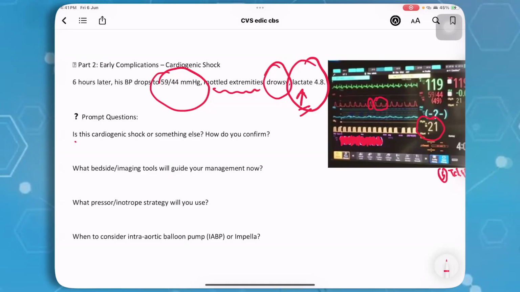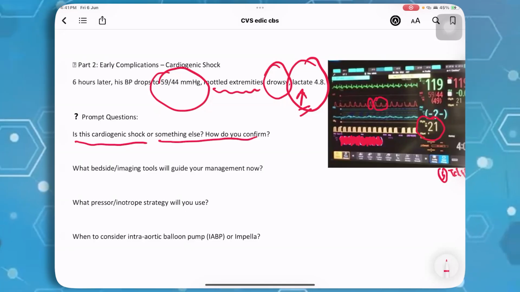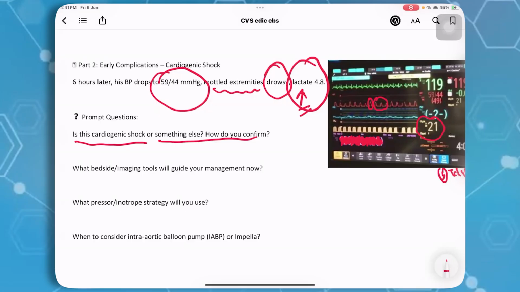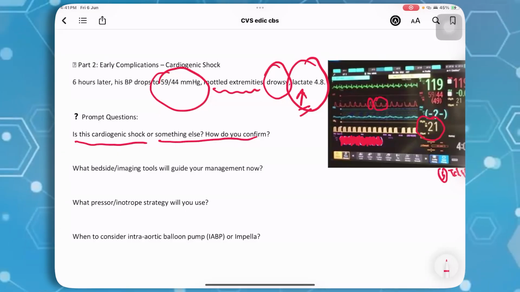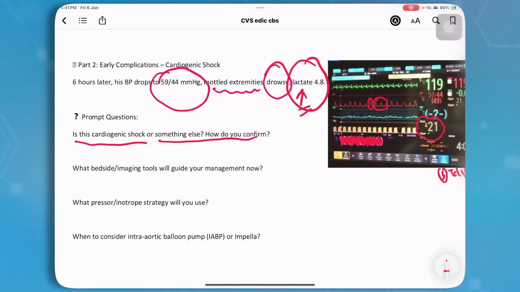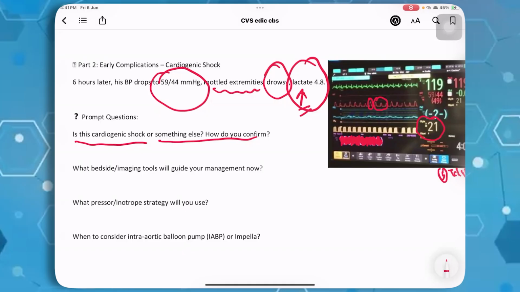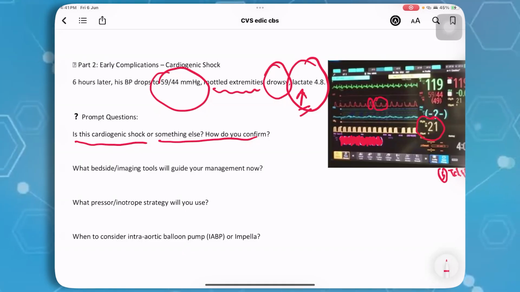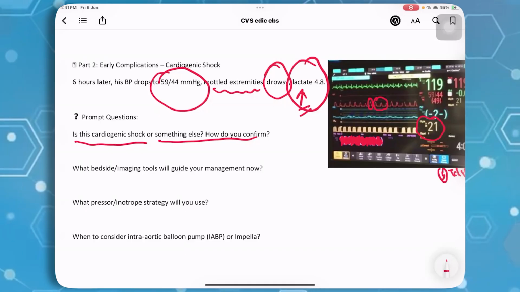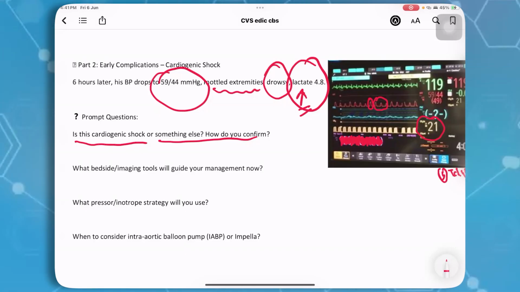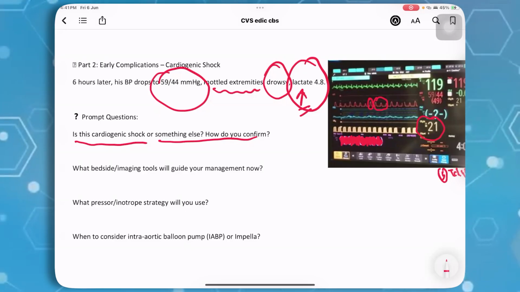In hypovolemia, we can do a passive leg raising test, check pulse pressure variation, IVC collapsibility, very good, and capillary refilling time. Capillary refilling would be low in both of these shocks because the cardiac output is low. In cardiogenic shock, we can do echocardiography, very good.